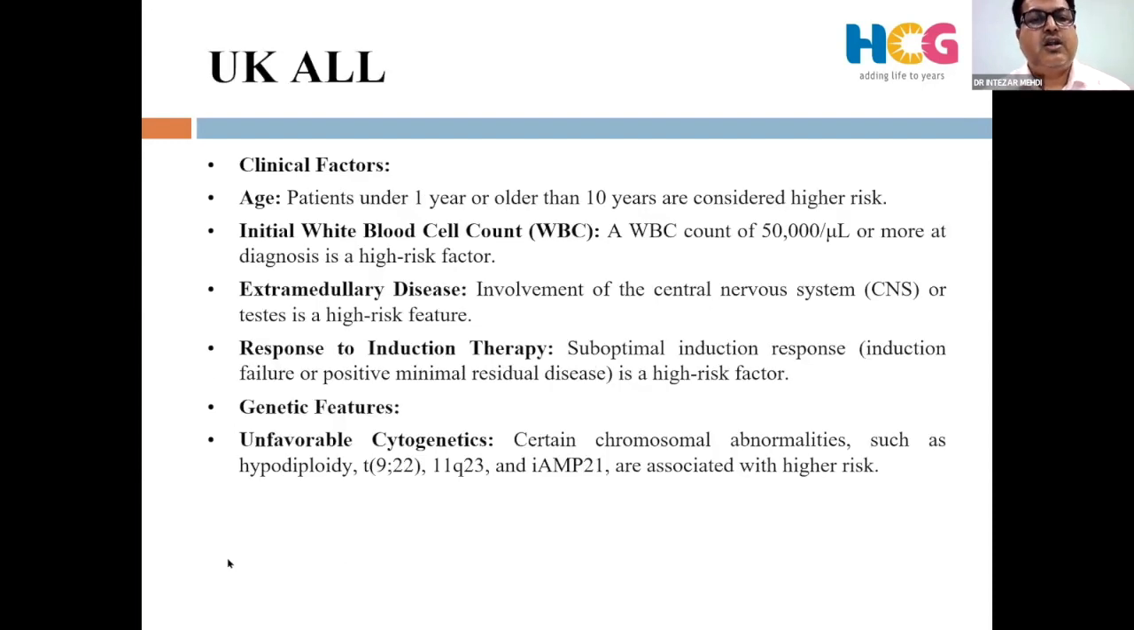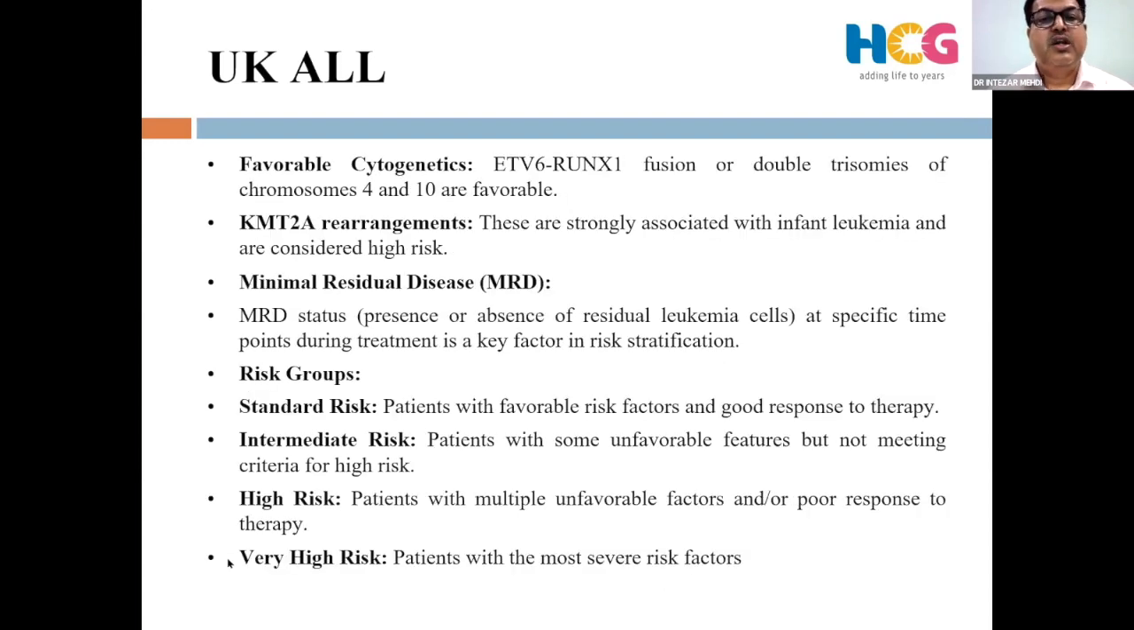Now, if you see the UKALL, it is more elaborate. It does have age and WBC count similar to NCI, but extramedullary disease is also considered a high risk feature. Response to induction therapy is also considered a very important feature, and unfavorable cytogenetics, especially hypodiploidy, MLL gene variant, and iAMP21, are associated with high risk.